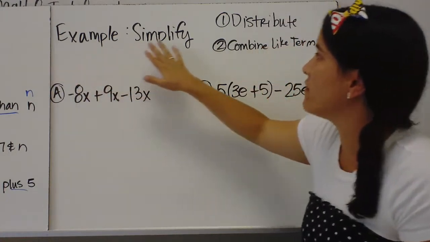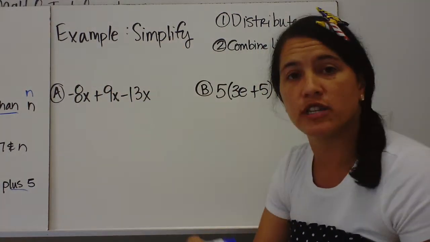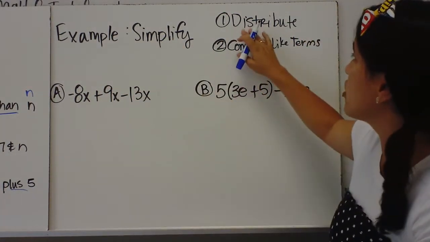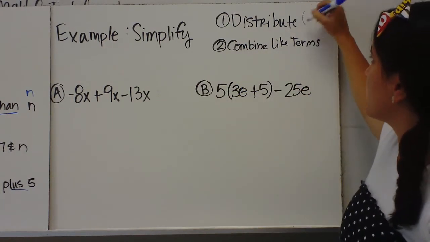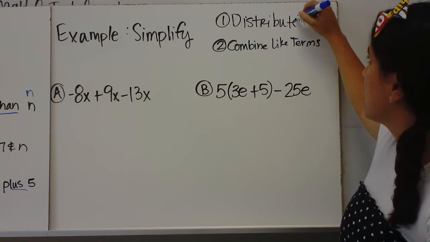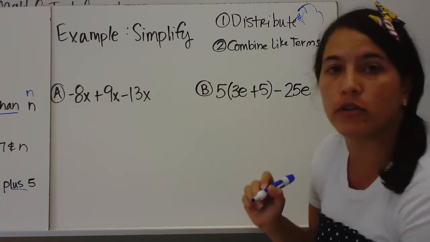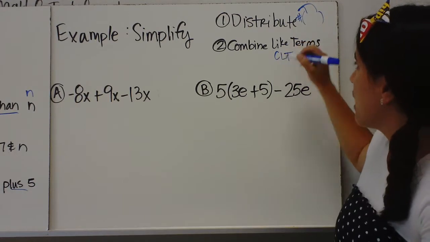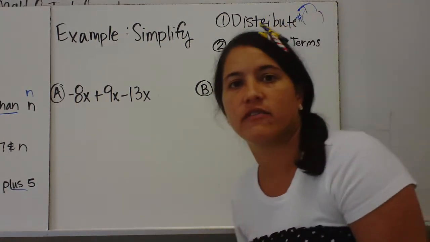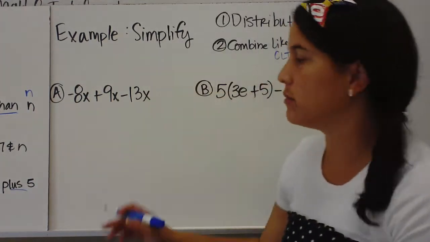Alright, so now we have simplify. The rules or steps for simplify, make sure you write this down, is distribute and combine like terms. The distributive property is when you have numbers in parentheses and you have to distribute it out. Combine like terms is when you put together the numbers that have the same variable and the same exponent. So let me show you.